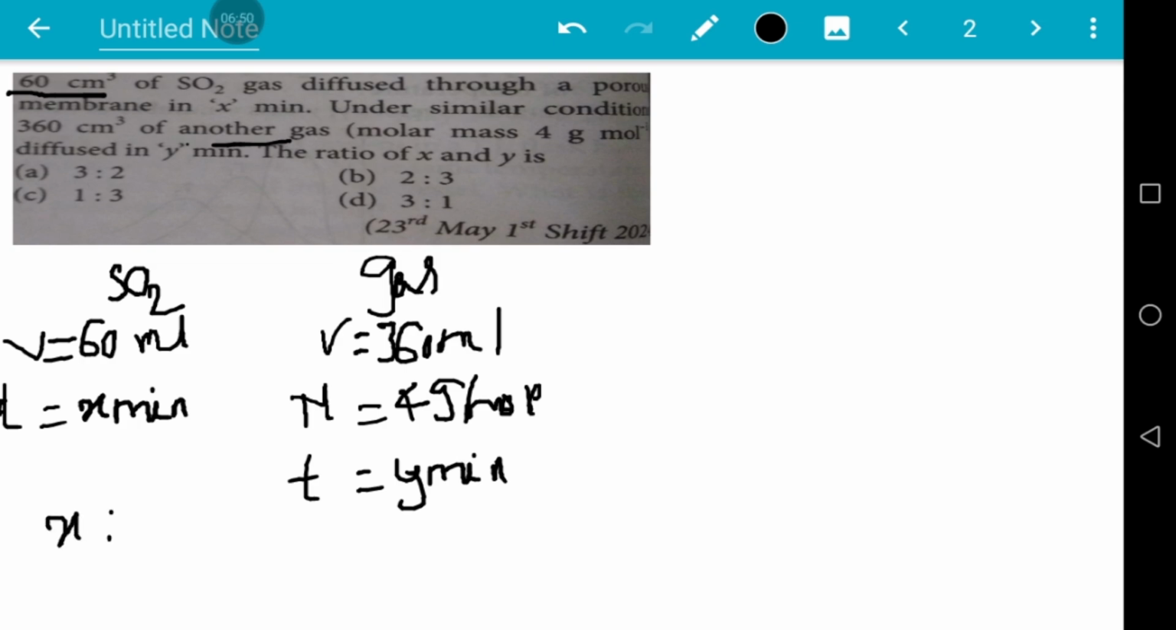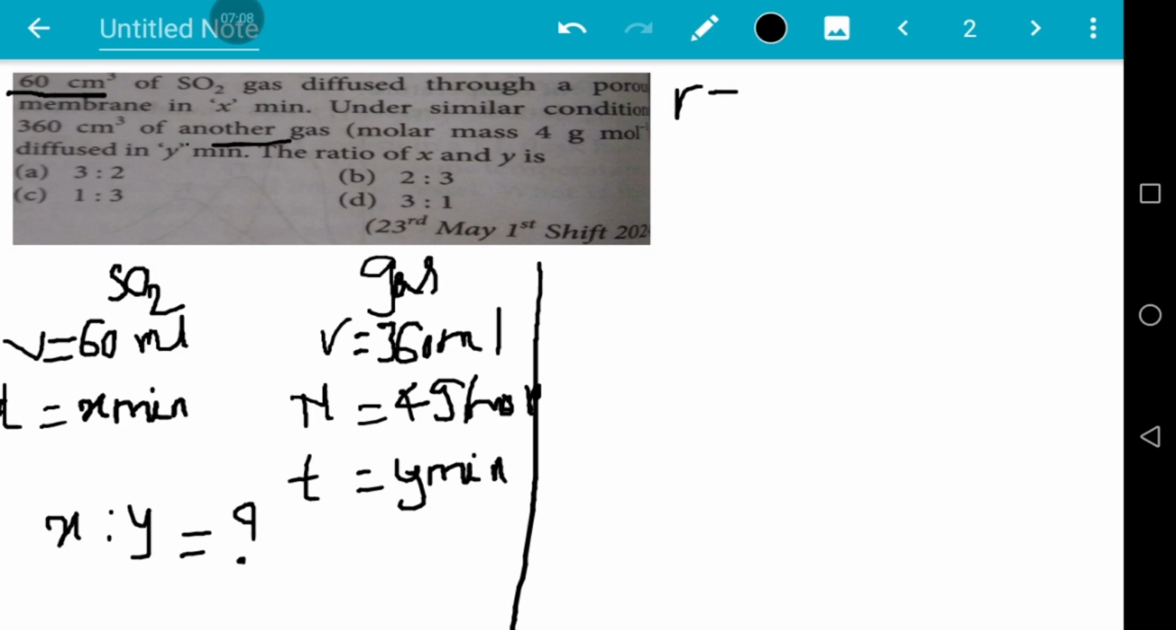Now what they're asking is X is to Y, meaning the ratio of the time for SO2 and the time for the other gas. So X is to Y equals question mark. This is the given information. Now, how to do this? We know the formulas.